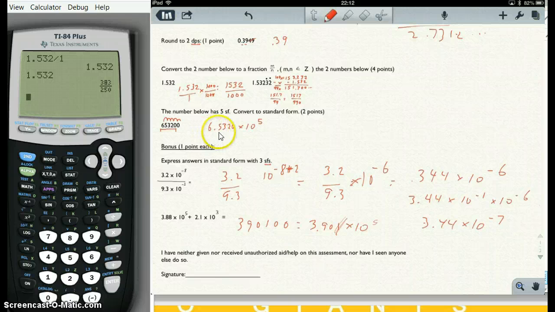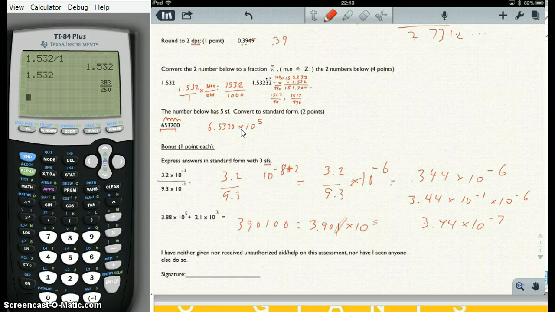We're going to put 6.5320, so we show the first 0 in scientific notation, and to convert that to 653,200, we need to put 10 to the 5th here. Let's check that. Okay, 10 to the 5th moves the decimal point over 5, so it would be 1, 2, 3, 4, 5, so that would be 653,200, okay?